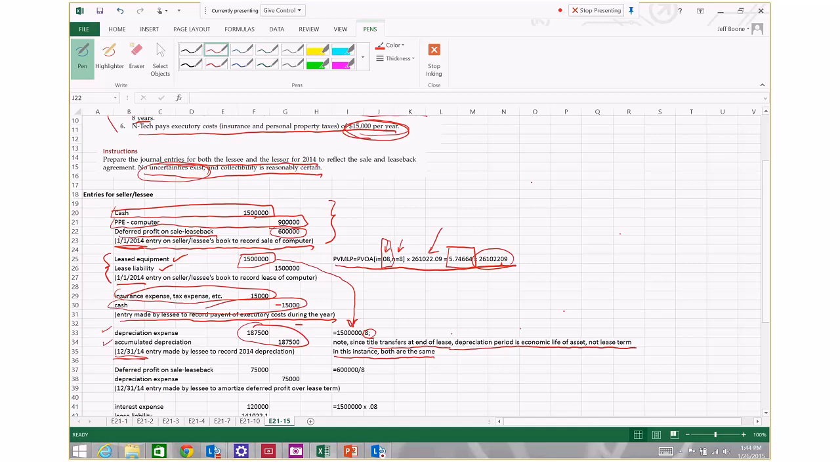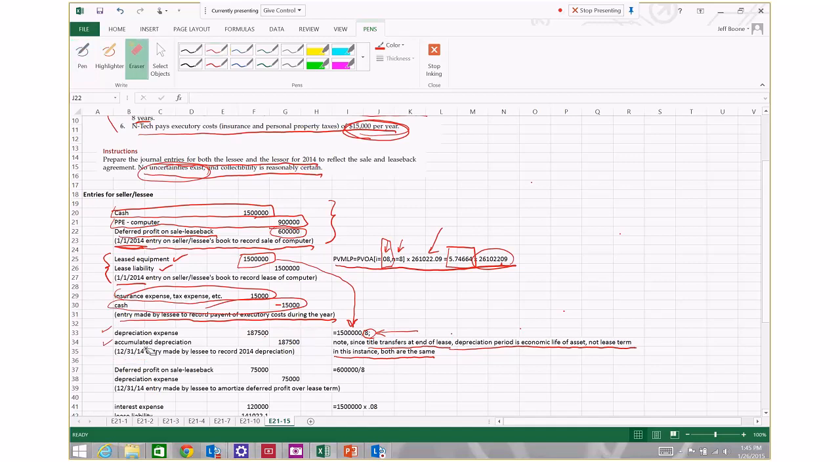But the point I'm emphasizing is that, in principle, the period of time that we're depreciating the asset over should be the economic life of the asset, not the lease term, because title transfers to the lessee at the end of the lease term. Moot point in this case, though. Okay, so the depreciation calculation, 1.5 million divided by 8 gives you $187,500 of depreciation expense to recognize.